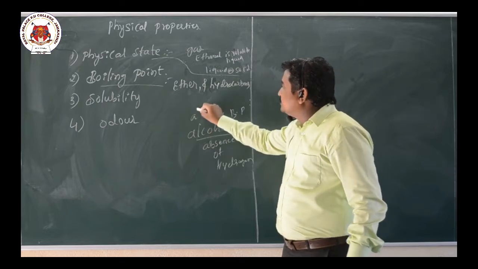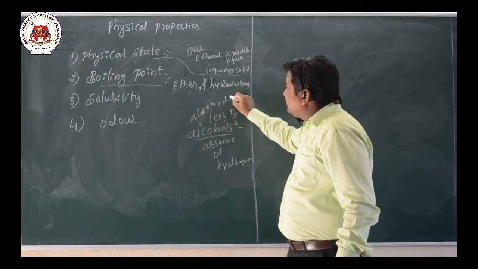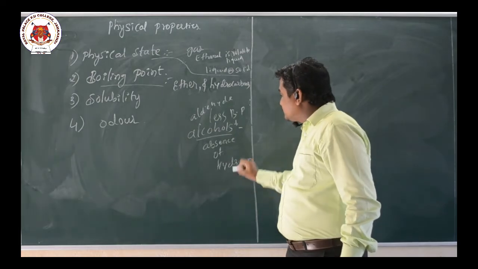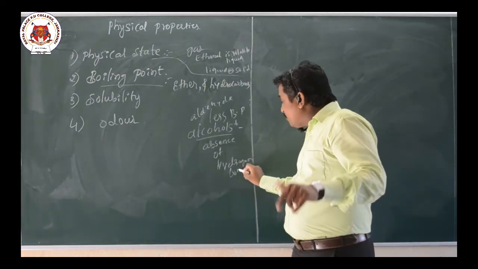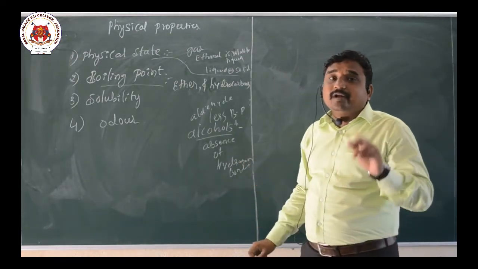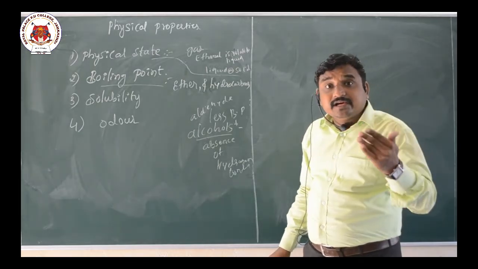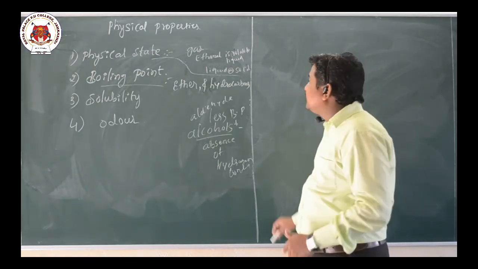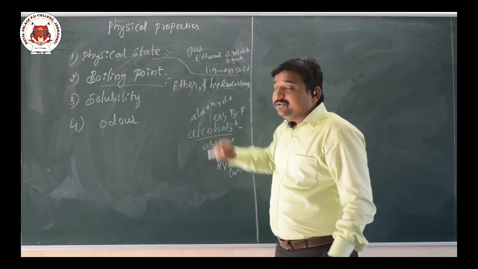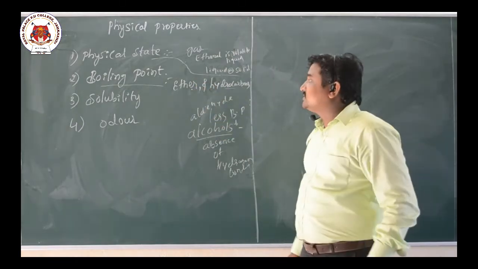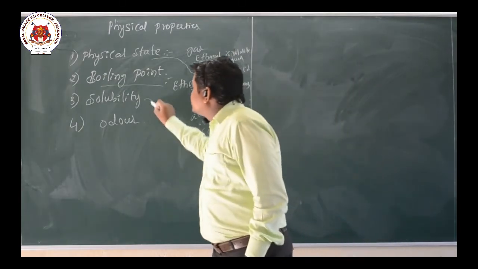Aldehydes and ketones have less boiling point compared to alcohols due to absence of hydrogen bonding. Whereas the boiling points of aldehydes and ketones are higher compared to hydrocarbons and ether due to dipole-dipole interaction.